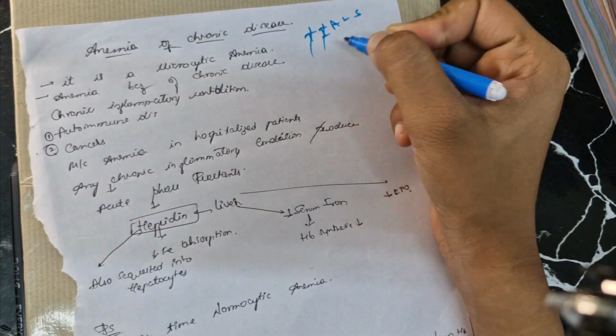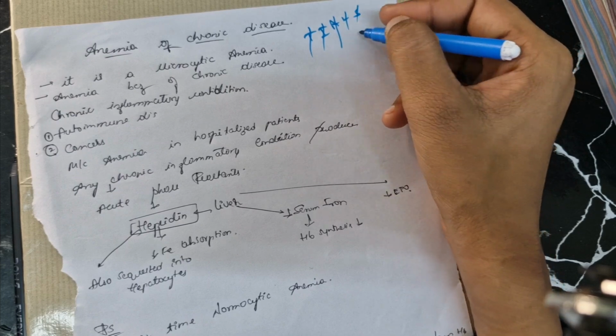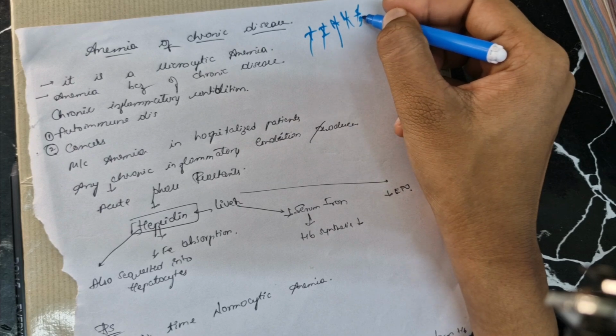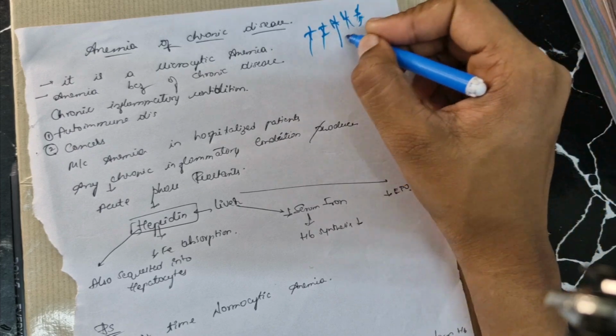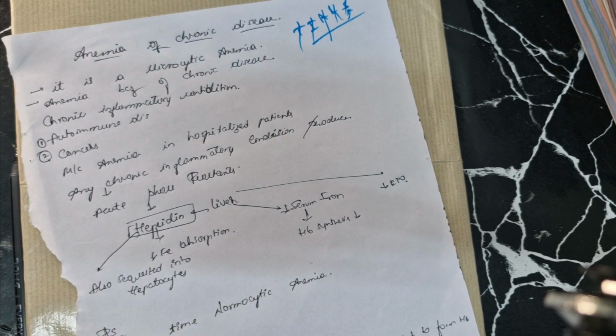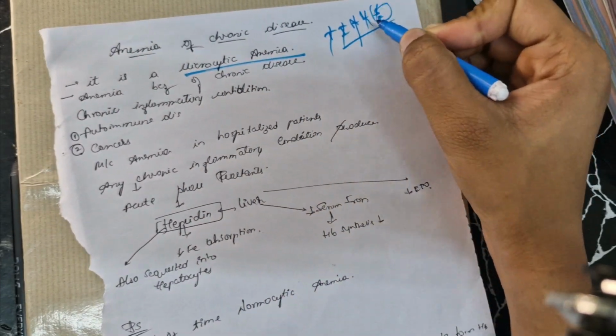T for thalassemia, I for iron deficiency anemia, A for anemia of chronic disease, L for lead poisoning, and S for sideroblastic anemia. This lead poisoning is also a reason for the sideroblastic anemia, which I have discussed in my previous video. Now I'm coming to the anemia of chronic disease. It is also microcytic, hypochromic anemia, as already said.